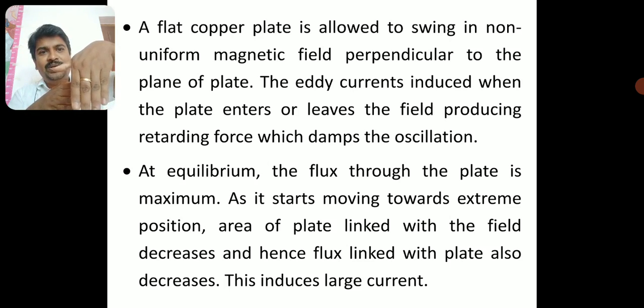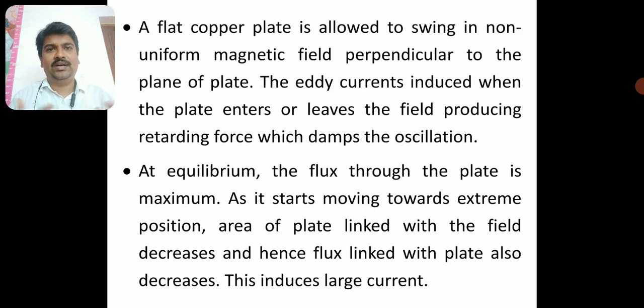As it starts moving towards one extreme position, the plate is swinging. At equilibrium, maximum flux. When it moves to the extreme position, the area of the plate which is linked with the magnetic field decreases. Now the magnetic field is like this, so the area is moving that way. So the area linked with the magnetic field will decrease. Hence the flux passing through this metal plate will decrease.